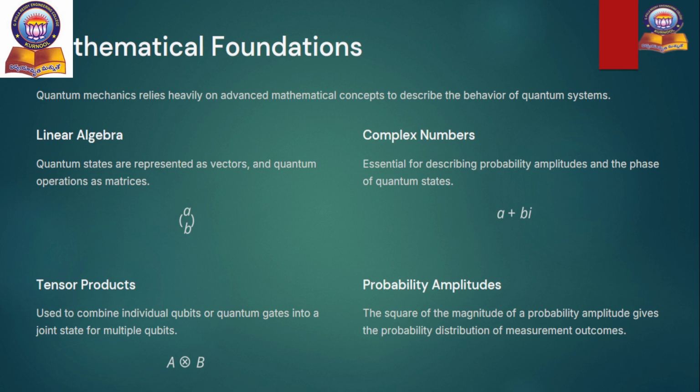All these are the advanced mathematical concepts which are mainly used to describe the behavior of quantum systems. These are some of the advanced mathematical concepts which are used to understand the behavior of quantum systems.